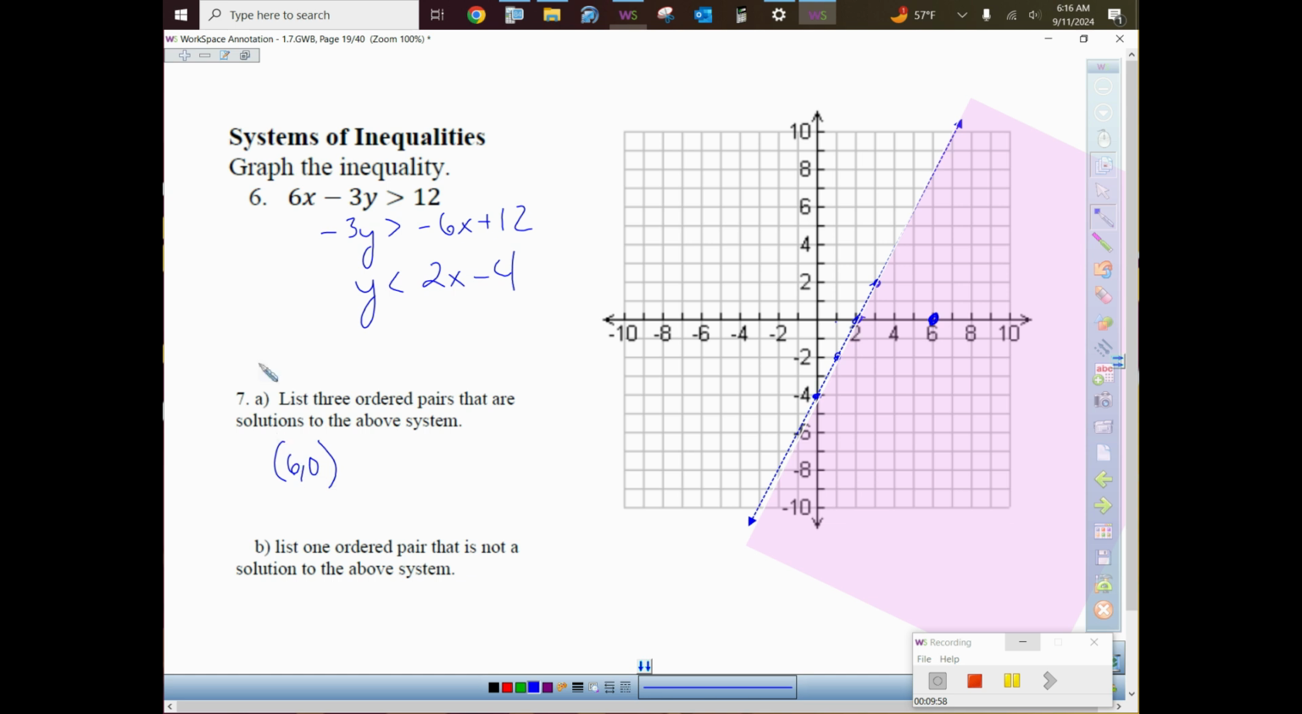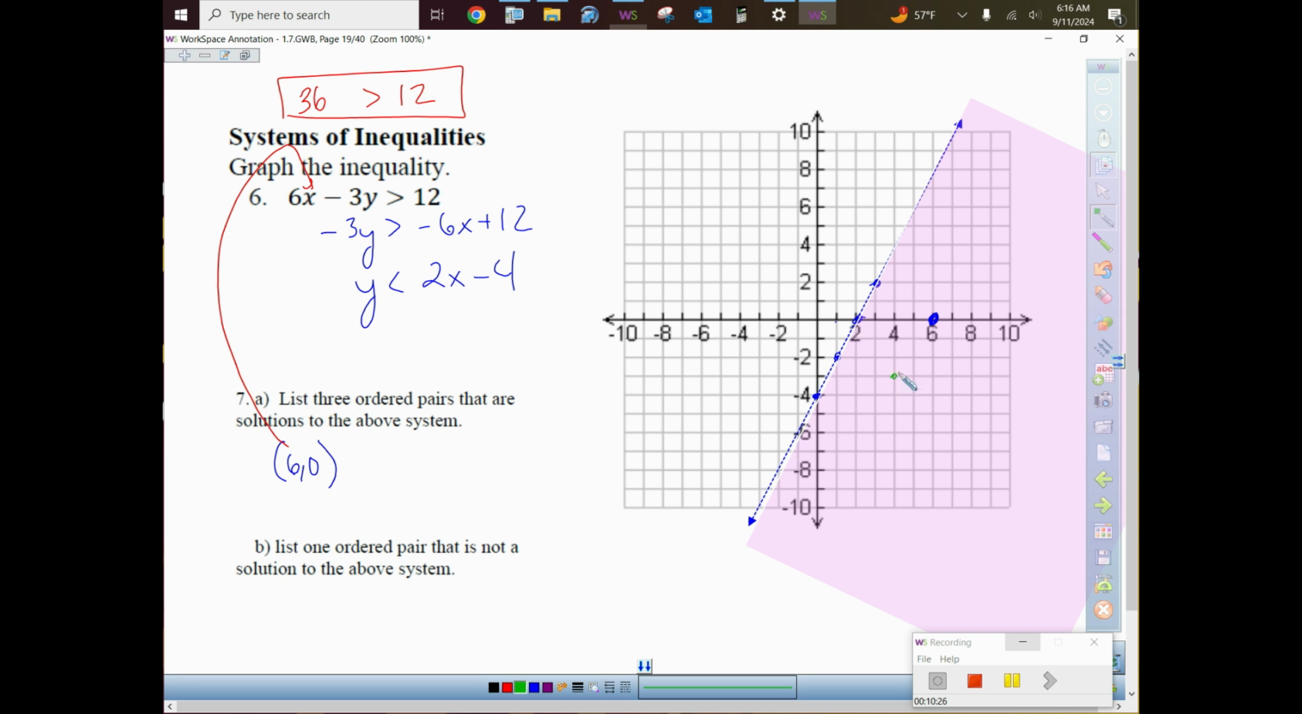That means if I substitute 6 in for x and 0 in for y, I'm going to get a true statement. So putting 6 in for x, 6 times 6 is 36. Putting 0 in for y, that just goes away. And then the rest of this inequality says greater than 12. True or false? 36 is greater than 12. That's totally true in that case, right? So 6, 0 is a solution to this.